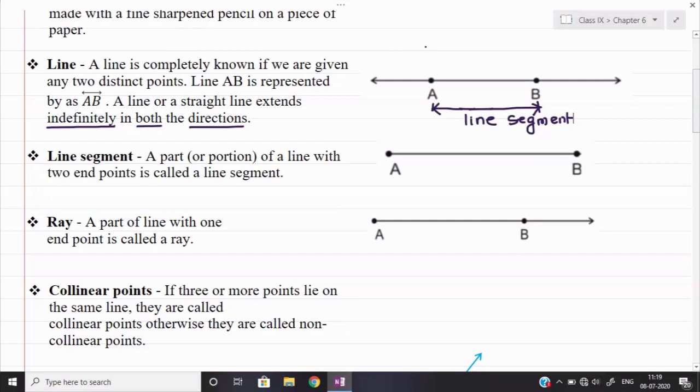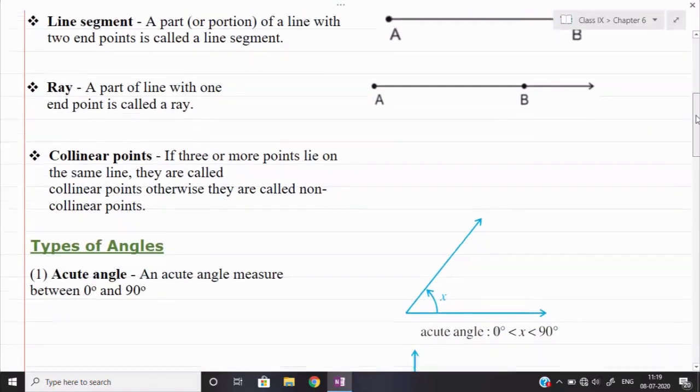Right? Similarly, in the case of a ray, we can say that it starts from one point and it goes up to infinity. So it will have only one endpoint and then it goes up to infinity. While a line does not have any endpoint and goes infinite in both directions. And similarly, the line segment will have two endpoints and in both directions it will not go up to infinity. Then the last definition is collinear points.